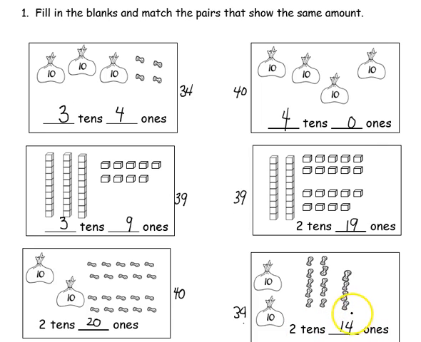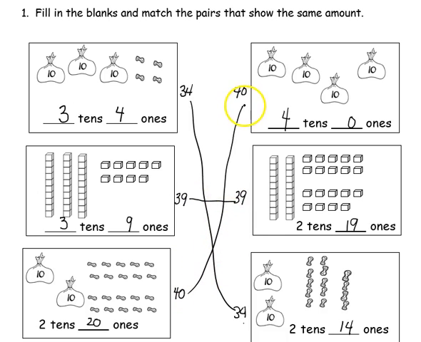Now all we have to do is match the pictures that show the same totals. So my first box had 34, and I'm going to match that to the bottom box. The 2 middle boxes both showed 39, and then my bottom box showed 40 as well as the top box. So these are 2 different ways we can represent each number.